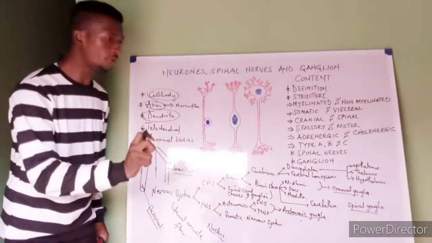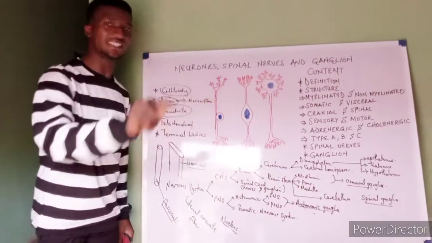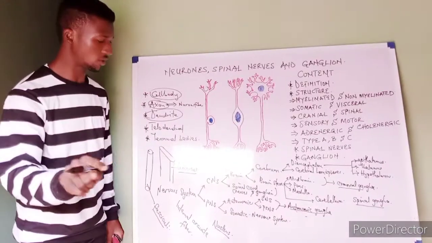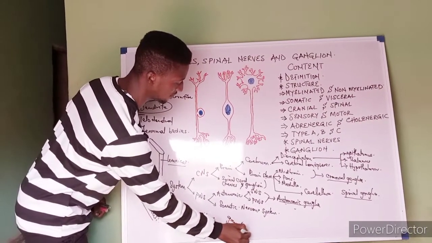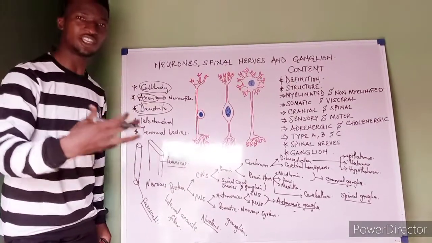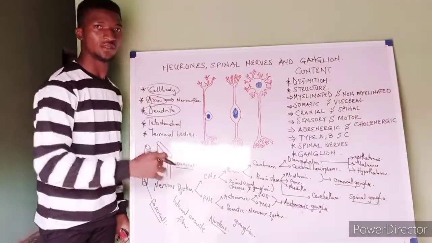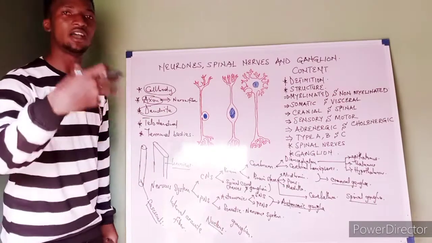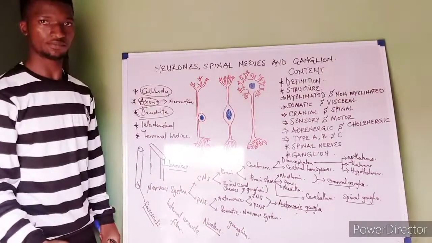The aggregation of these cell bodies outside the brain, outside the spinal cord, we don't call it a nucleus. What do we call it? Ganglion. So what's a ganglion? A ganglion is an aggregation of cell bodies outside the central nervous system. So that is the form referred to as the ganglion.